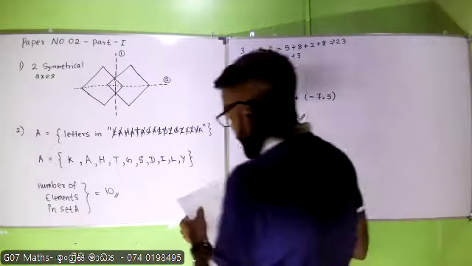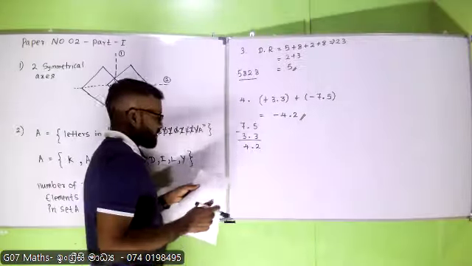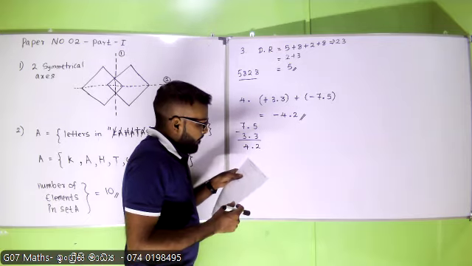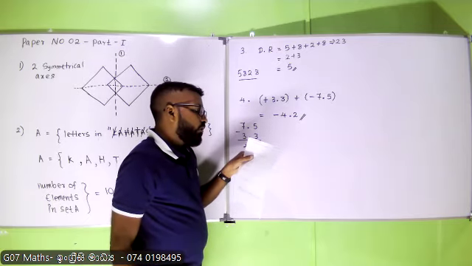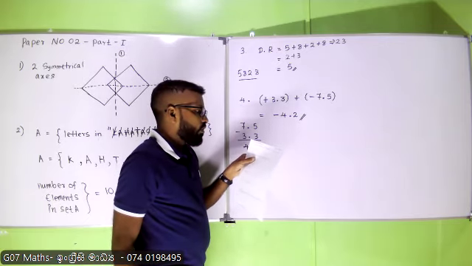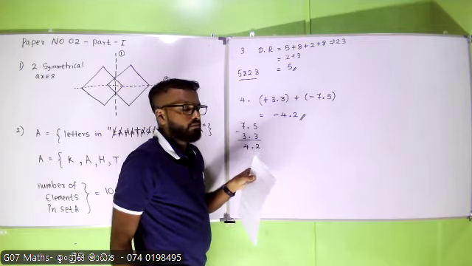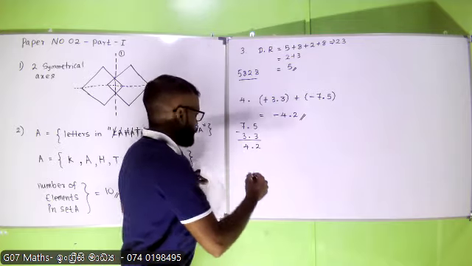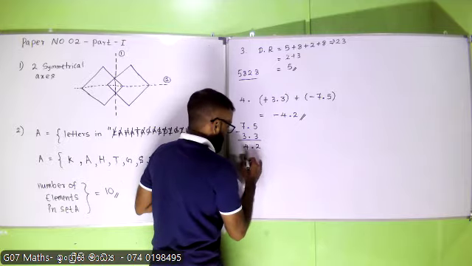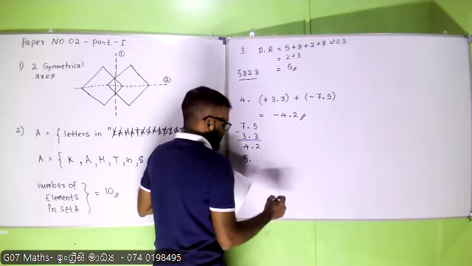Fifth question. Write down the value of a plus b of the triangle ABC. Alright. Fifth one.